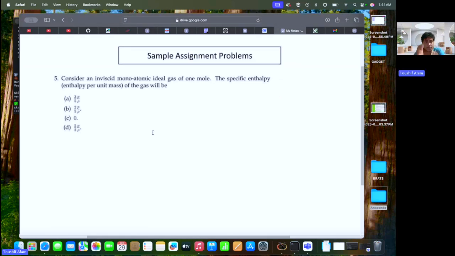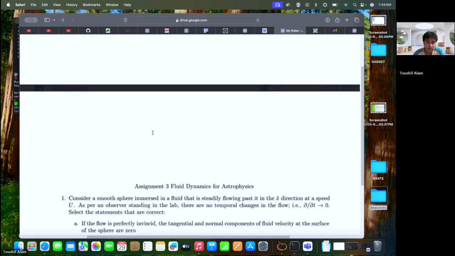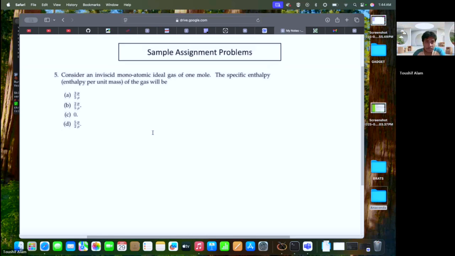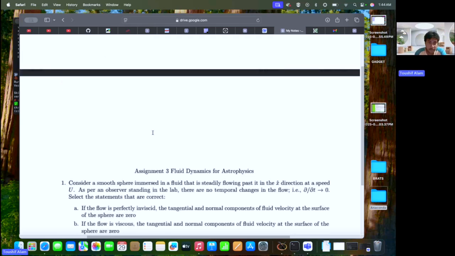Consider an inviscid monatomic ideal gas, 1 mole. The specific enthalpy of the gas will be, as the formula suggests, what I told you last time. But this I haven't told you, no? But no one has objected till now. So I think I left it there somewhere.